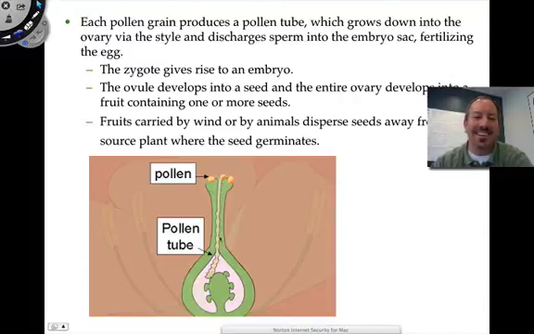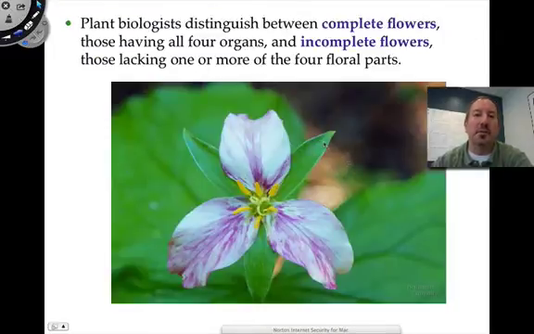The tube comes down the style, and it goes into the ovule right in here. And so ultimately, it'll fertilize the egg, which becomes the zygote, which then becomes the embryo, and then the embryo is going to be enclosed in a seed, and then the seed is inside the fruit, and that's either blown away or an animal comes along and eats the fruit and helps to disperse the seed.